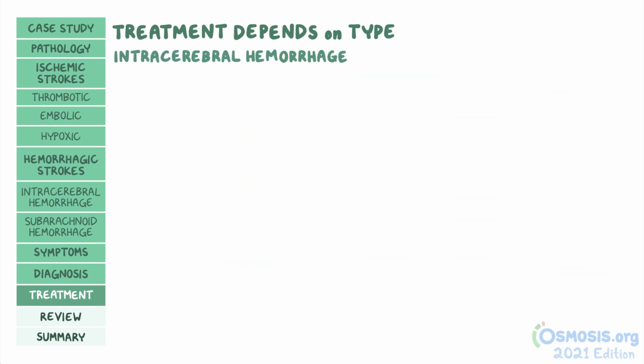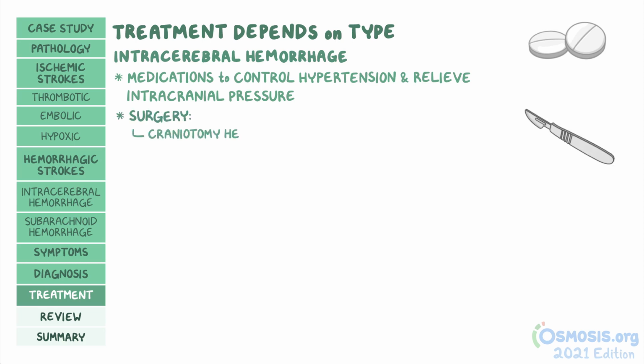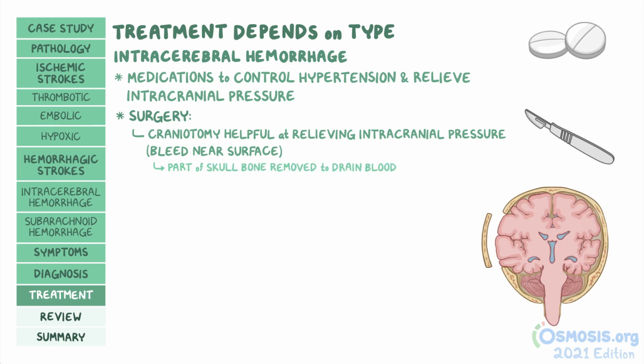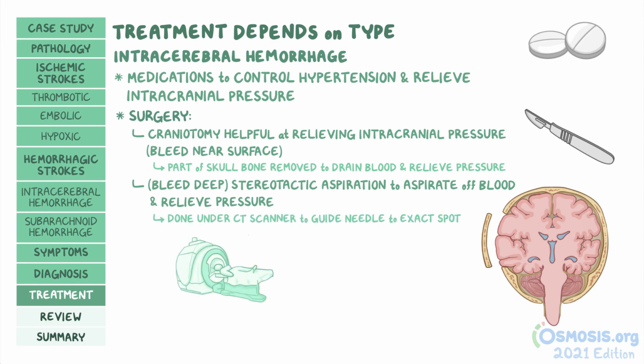Medical treatment of an intracerebral hemorrhage includes medications to control hypertension and relieve intracranial pressure. In terms of surgery, a craniotomy is often helpful at relieving intracranial pressure when there's a bleed near the surface of the skull. In a craniotomy, part of the skull bone is removed to drain any accumulated blood and relieve pressure. Alternatively, if there's a bleed that's located deep in the brain tissue, stereotactic aspiration can be done to aspirate off blood and relieve intracranial pressure. Stereotactic aspiration is done under a CT scanner to help guide a needle to the exact spot where blood needs to be drained.